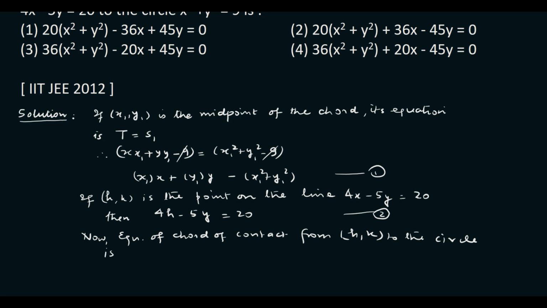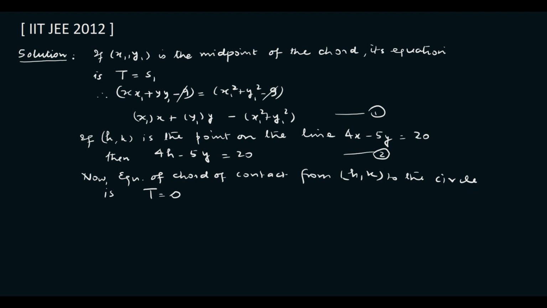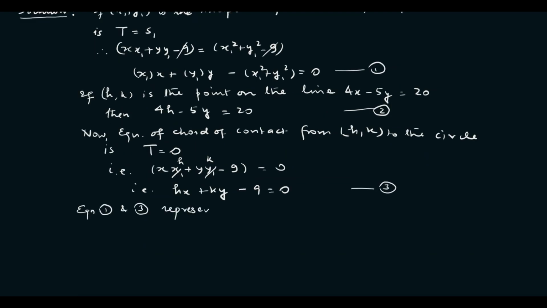the equation of chord of contact from (h, k) to this circle. It is given by capital T equal to 0. Now capital T will be xx1 plus yy1 minus 9 and it should be put equal to 0. This is the equation of that chord of contact from the point (h, k) to the circle. Now this equation becomes hx plus ky minus 9 equals to 0, since it is coming from (h, k). Now this is the third equation.